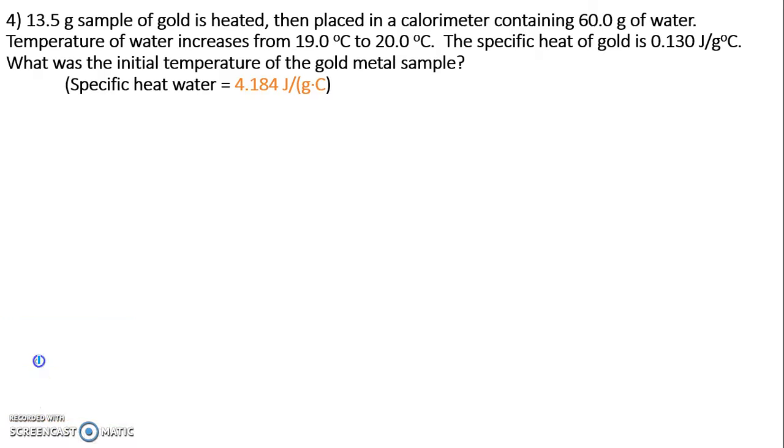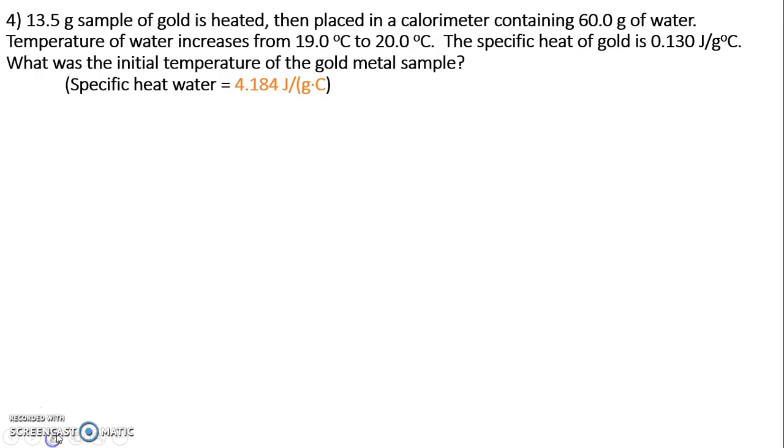A 13.5 gram sample of gold is heated, then placed in a calorimeter containing 60 grams of water. The temperature of the water increases from 19 to 20 degrees Celsius. The specific heat of gold is 0.130 joules per gram degree Celsius. What is the initial temperature of the gold metal sample? Remember that the specific heat of water is 4.184 joules per gram degree Celsius.